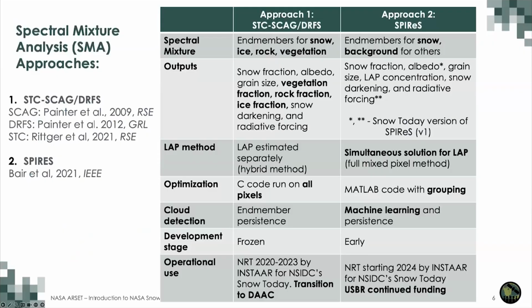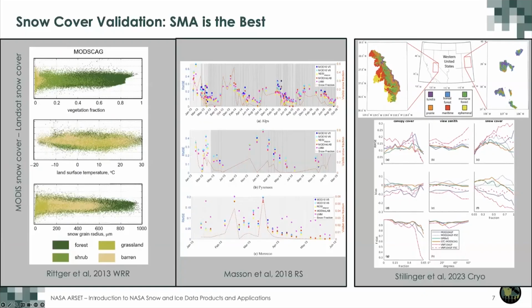Spires, on the other hand, is run by a team at INSTAAR, giving us quite a bit of flexibility, and other groups are beginning to run this algorithm as well. Published literature shows that spectral mixture analysis methods, like the two I just showed, perform the best for snow cover over other methods like NDSI.